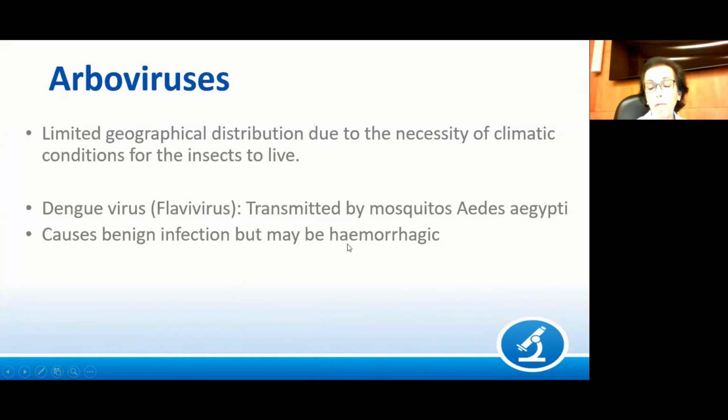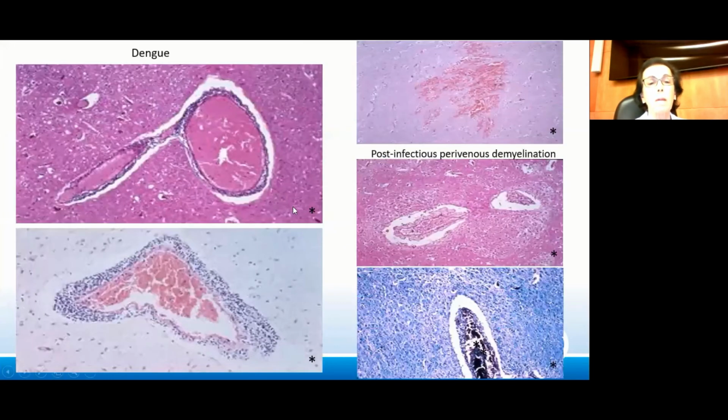And I examined 5 brains at the end of the 1980s, during epidemics, and 5 patients died. 3 of them had a normal brain, but 1 had an encephalitis. So there was lymphocytic inflammation around the vessels and some hemorrhage. And the other had a post-infectious perivenous demyelination. In fact, he had dengue, he was well, and 3 or 4 weeks afterwards, he got a neurological disease. He died of this. It was a perivenous demyelination.